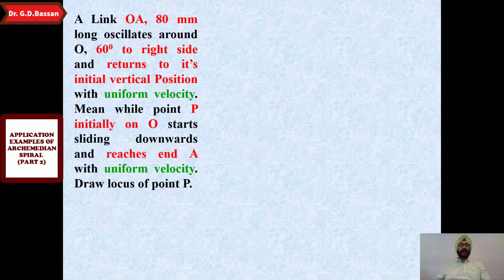In this example, a link OA 80 mm long oscillates around O 60 degree to the right and returns to its initial vertical position with uniform velocity. Meanwhile, point P, initially on O, starts sliding downwards and reaches A with uniform velocity. Draw locus of point P.